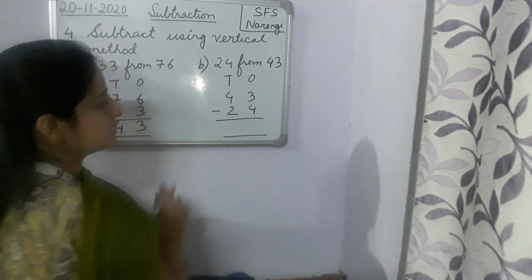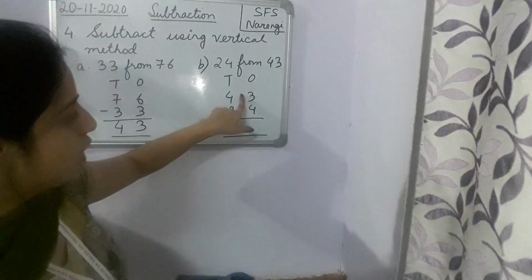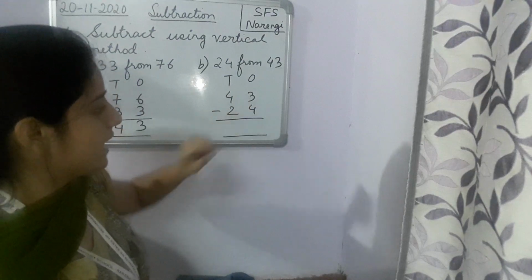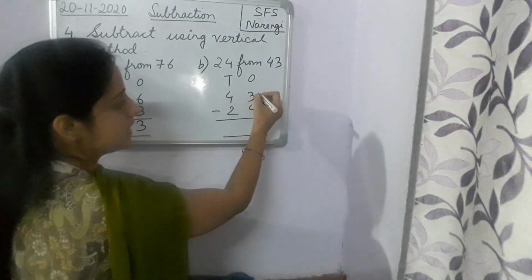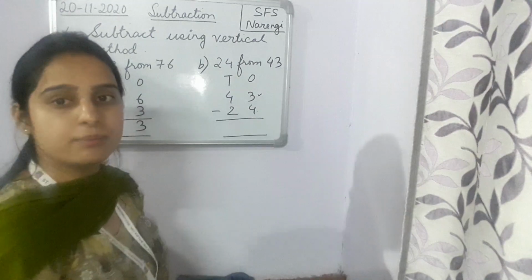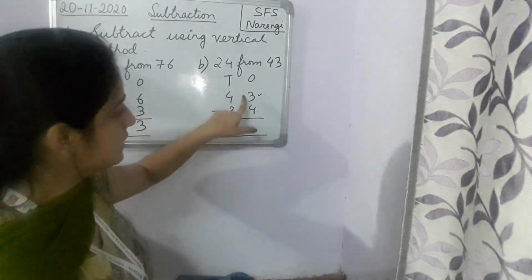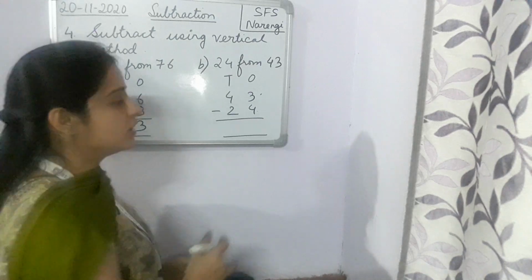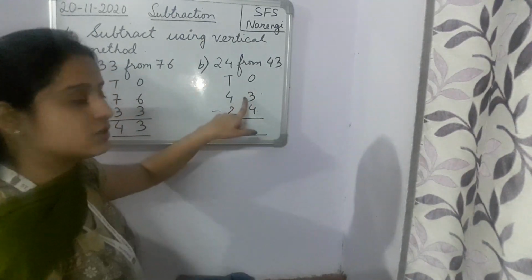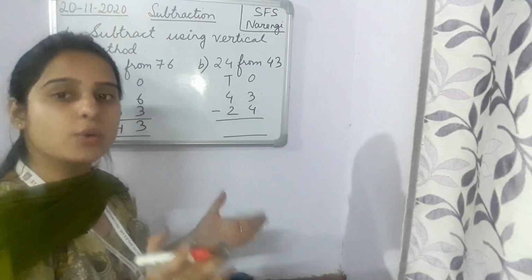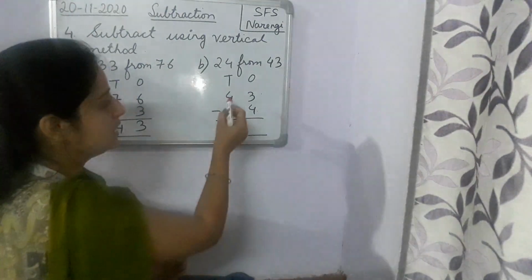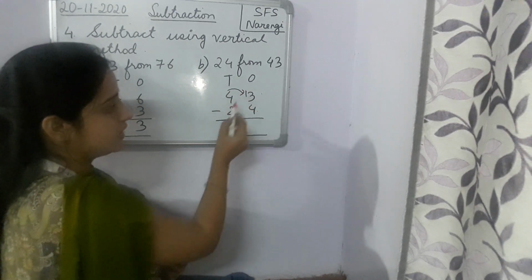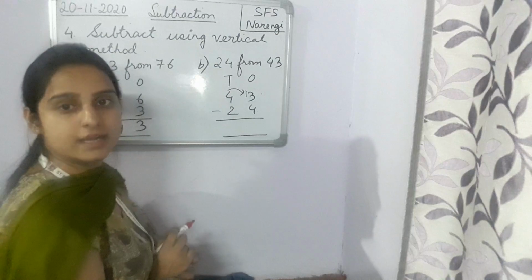Now let's do this subtraction. We always start subtraction from ones place, right? That is 3 minus 4. Can we subtract? We know that we arrange smaller number below the bigger number, right? But how can we subtract 4 from 3? Can we subtract? No. So we will make 3 a bigger number. So how can we make 3 bigger number? We will take 1 from tens. When we take 1 from tens, children, 3 becomes 13.